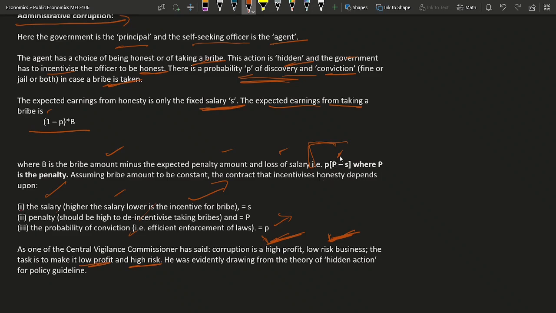If these amounts are high, then the total profit, bribe minus this loss or penalty and salary, will be a small amount. So for low profit and high risk, the conviction rate P should be high. So he was evidently drawing from the theory of hidden action for policy guidance.